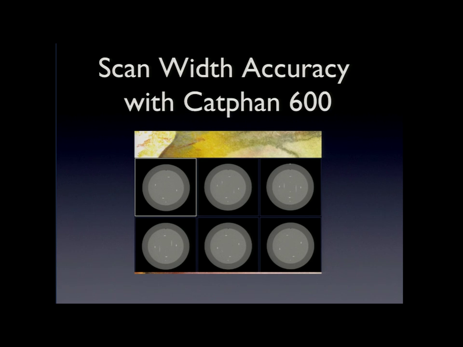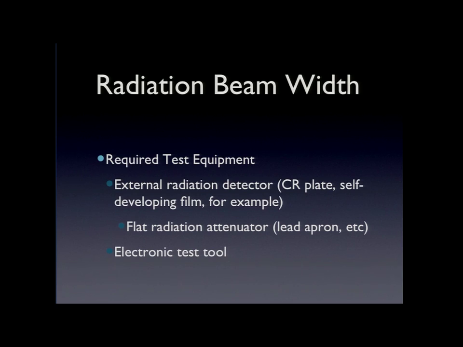Catphan also added a new phantom with a new module that is used for therapy, and they now have beads in there. When you're acquiring helical scans, you can actually count the beads and get the slice thickness that way as well.